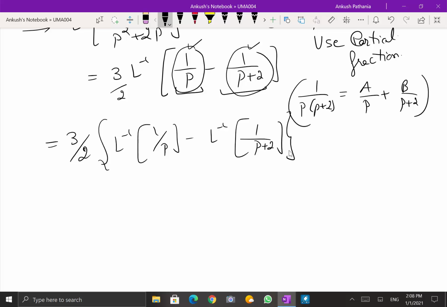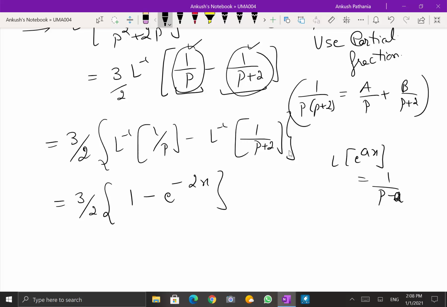Now I am not writing it separately, because if we know the Laplace inverse of the given form, we can write the formula directly. So this is for the constant 1. We know Laplace of 1 is 1 by p, and Laplace inverse of 1 upon p plus 2: we know that Laplace of e to the power ax is 1 upon p minus a. So here it is e raised to the power minus 2x. So Laplace of e raised to minus 2x will be 1 upon p plus 2. So here is the solution that you will get in this question. Here there was a manipulation in the actual given f(p).